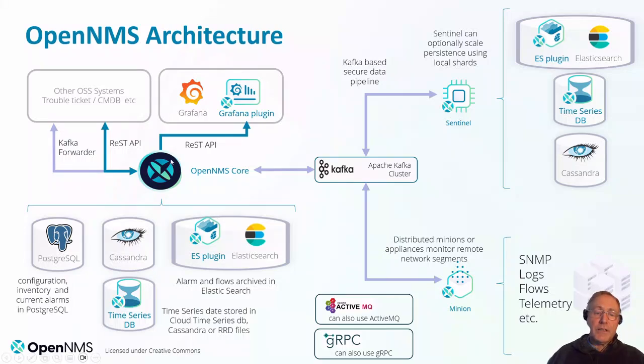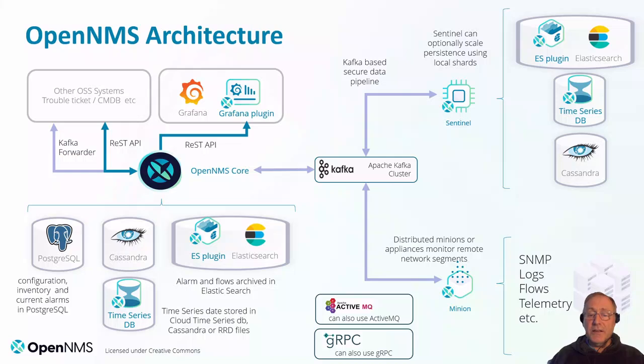So the OpenNMS core will make requests to the network to get data from the network, bring it back into the system. And it can do that itself internally, or it can make the request through a minion. Now, the idea of a minion is this is a remote data collector that can either sit on a site behind a firewall or can sit within your cloud infrastructure within a tenancy that OpenNMS cannot directly access.